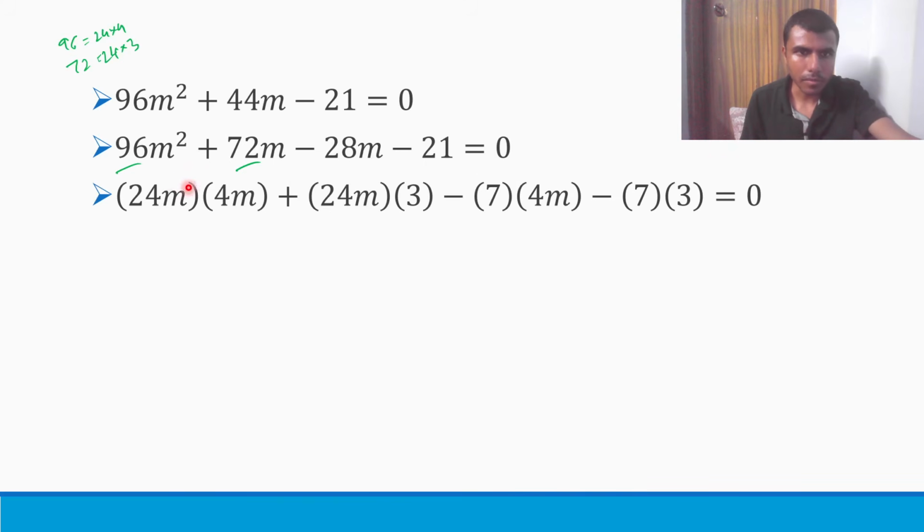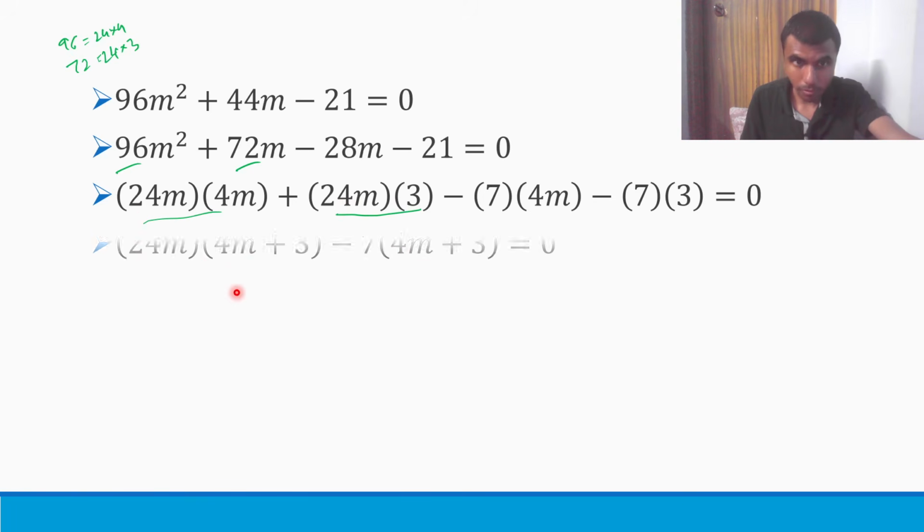So for 96m square, I'm going to write 24 into 4m into m. Likewise 72m I'm writing as 24 into 3, but m is also there, keep it with 24. See how I'm factorizing. Now minus 7 into 4m. 28m I wrote as 7 into 4m, and 21 write it as 7 into 3. Now in these two terms, take 24m common.